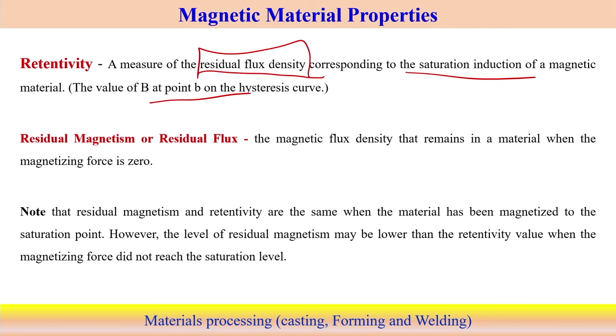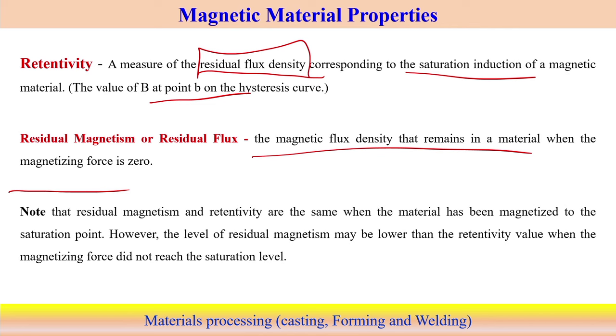Now there is another terminology called residual magnetism or residual flux. Residual magnetism, or residual flux, is the magnetic flux density that remains within the material. Residual means that it actually remains within the material when the magnetizing force is zero. That means even when the magnetic force is zero, some amount of magnetic flux density remains within the material. That is the measure of the residual magnetism, or residual flux.